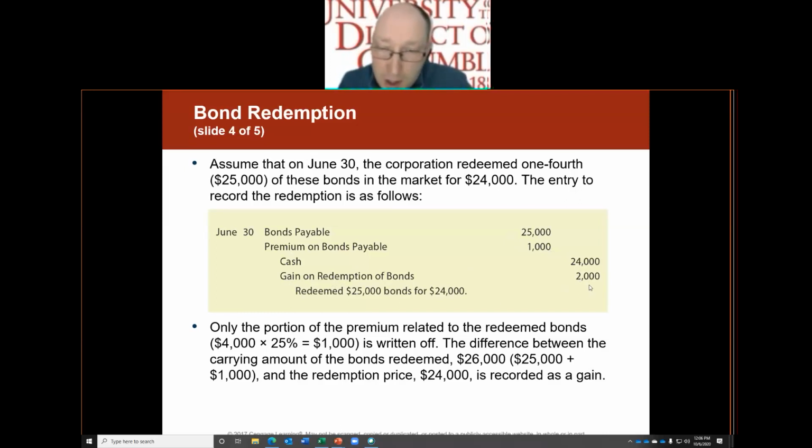Now, how did we get there? The difference on the carrying amount of the bond redeemed: 26,000. We got there by taking the 25 plus the 1. The redemption price is 24,000, which is recorded as a gain. So we paid out the 24,000. The difference is 2,000, which is allocated to the gain on the redemption of the bonds.